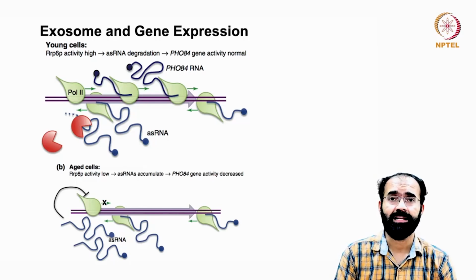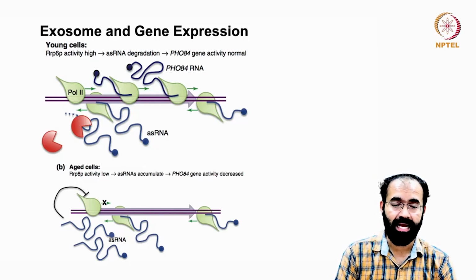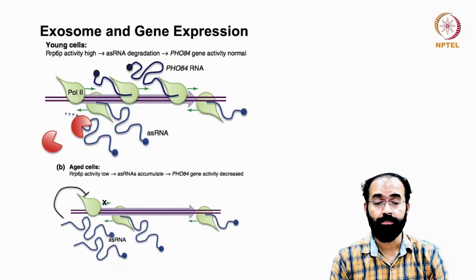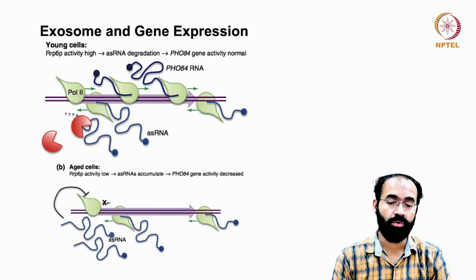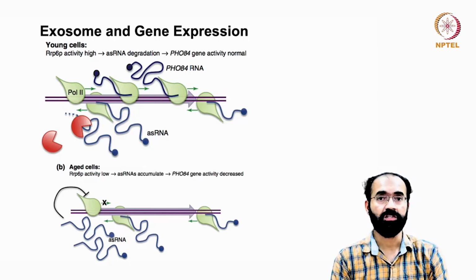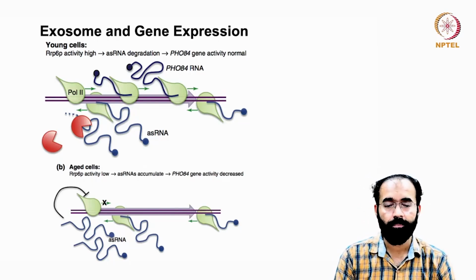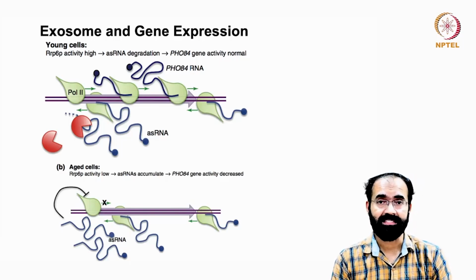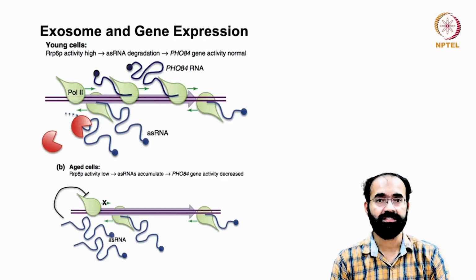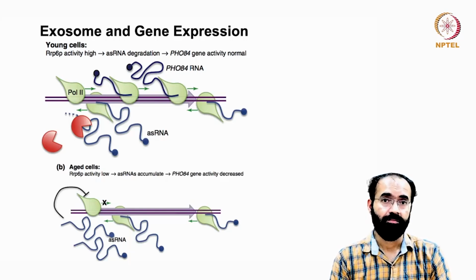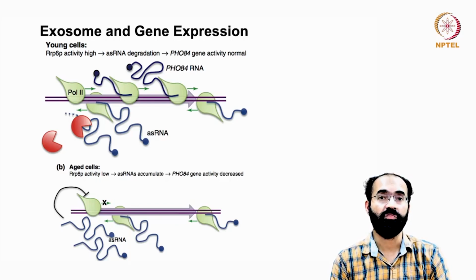So in aged cells, RRP6P activity is low, and that will allow stable antisense RNA, and 484 is no more able to be produced because it pairs with the antisense RNA and is getting degraded. So the change happened mainly because of whether a cell is young versus whether a cell is old. So the age of the cell decided whether the RRP6P activity is strong or weak.